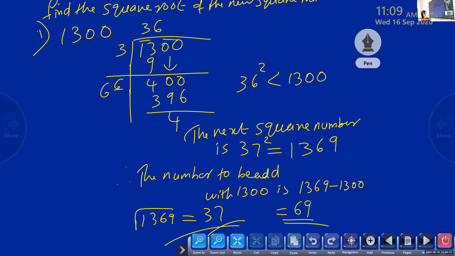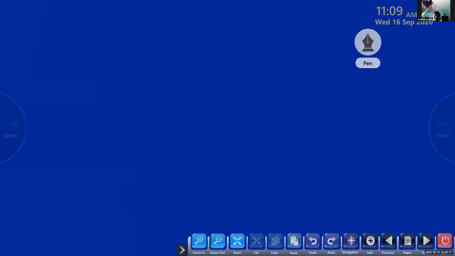Shall I give one more question of the same type? Yes, ma'am. The number is 525. Find the number which should be added to 525 to get a perfect square number. Okay, try all of you.